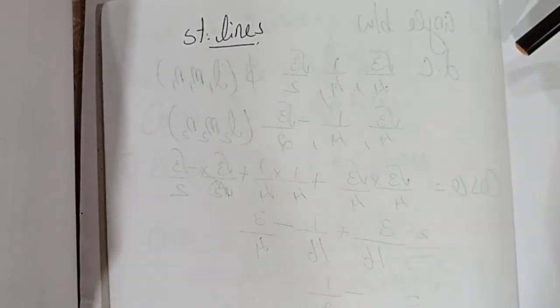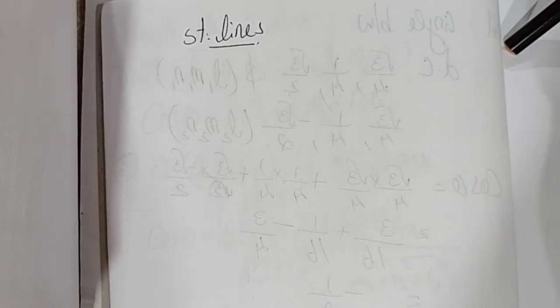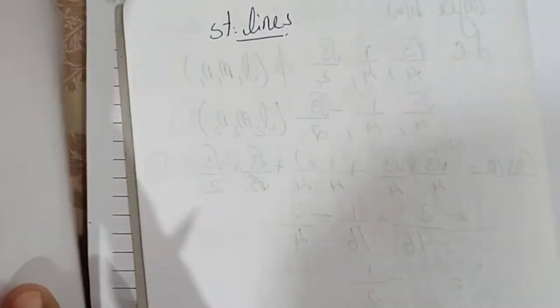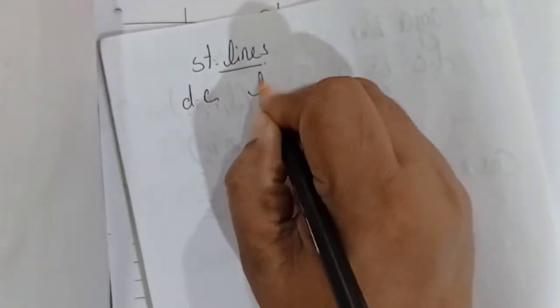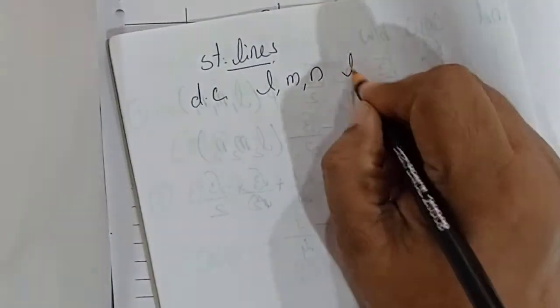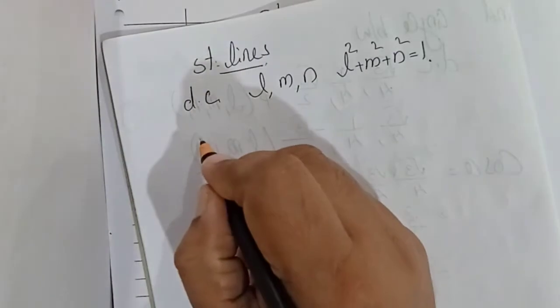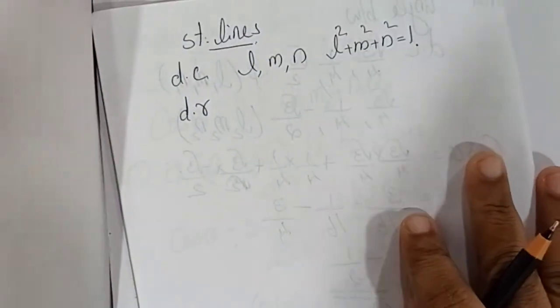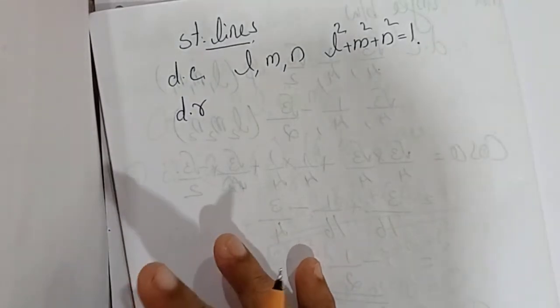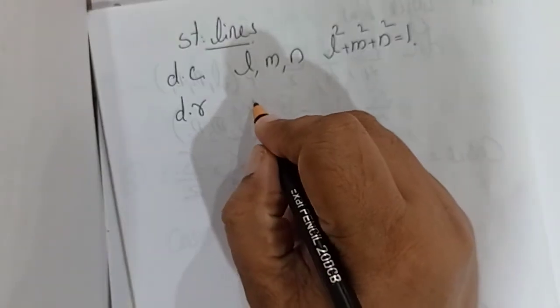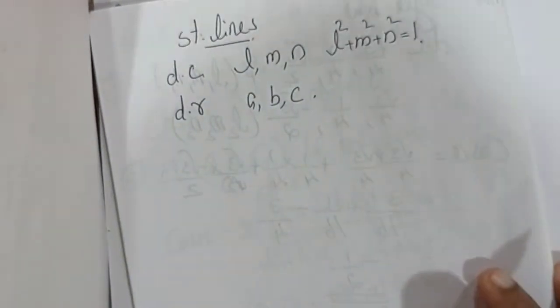That means the angles alpha, beta, gamma that a line makes in the anticlockwise direction with the positive directions of OX, OY and OZ respectively. The general notation for this direction cosine DC is L, M, N, and the condition is L square plus M square plus N square is equal to 1 always. And the direction ratios are numbers proportional to these direction cosines. Then the notations are A, B, C.